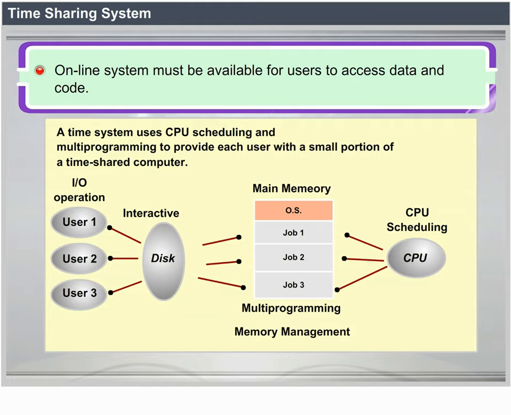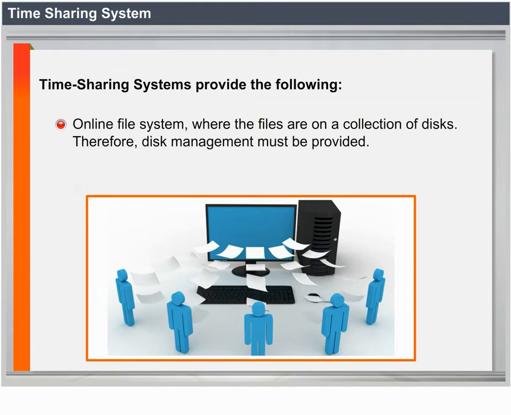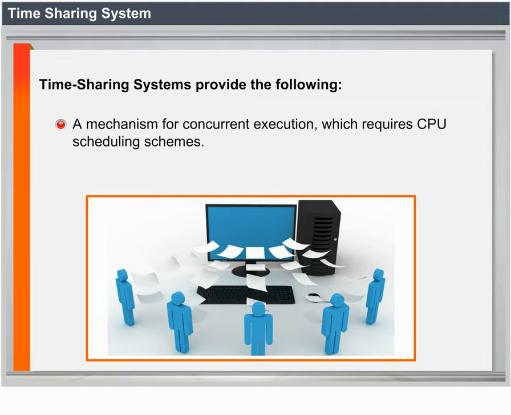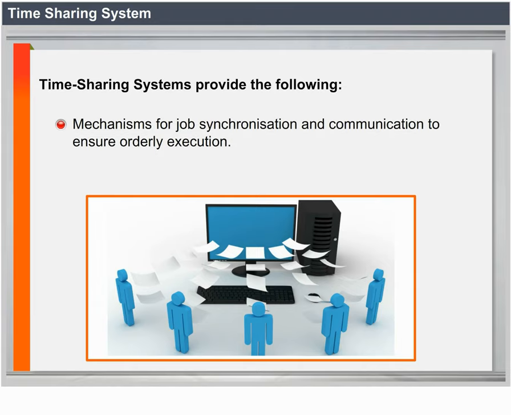Online file system, where the files are on a collection of disks. Therefore, disk management must be provided. A mechanism for concurrent execution, which requires CPU scheduling schemes. Mechanisms for job synchronization and communication to ensure orderly execution. A mechanism to avoid deadlock, a job waiting for another job forever.